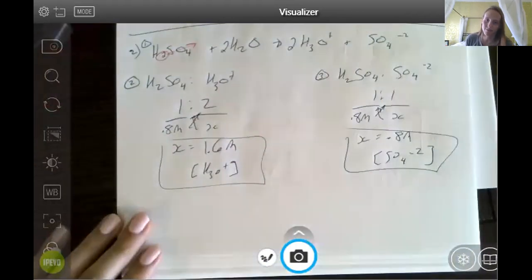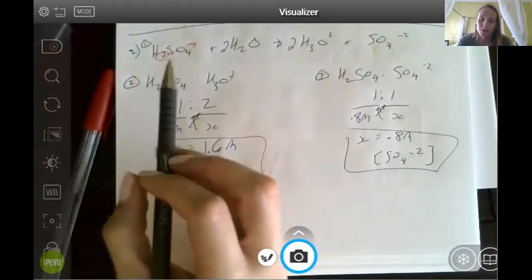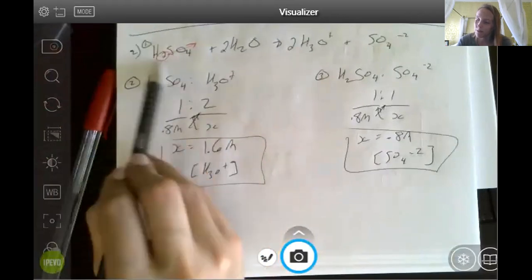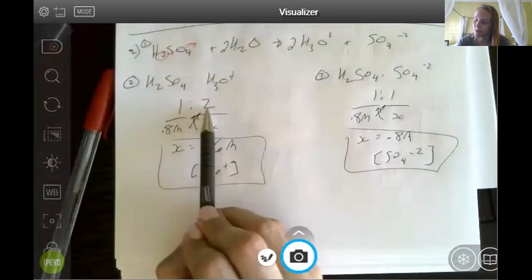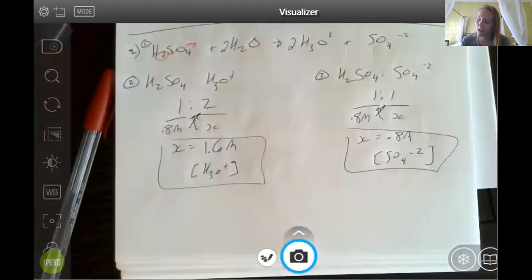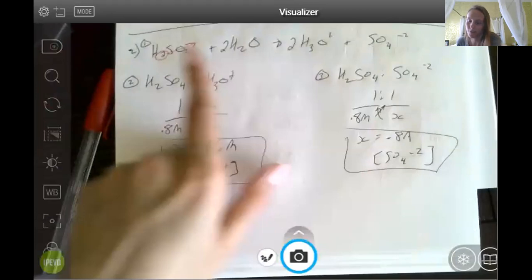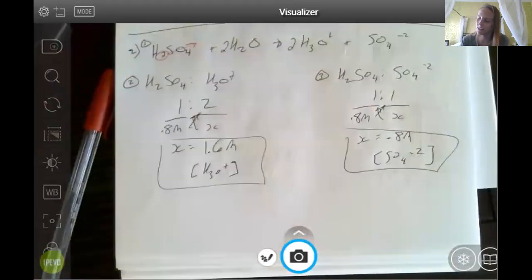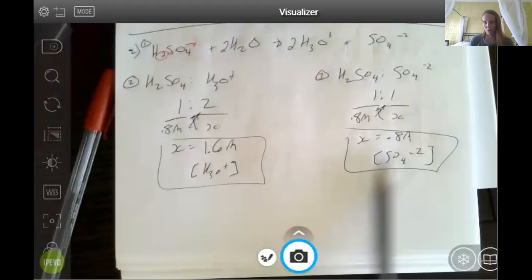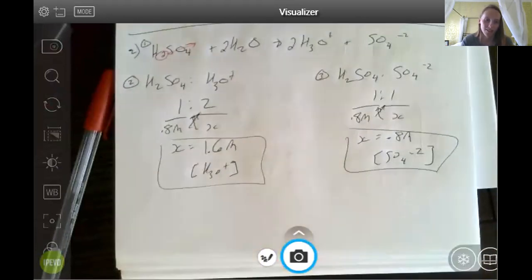From there, I'm going to set up my mole ratio between my acid and my hydronium ion. It is a 1-to-2. And when I cross multiply, I get 1.6 molar as my concentration of hydronium ion. Then I'm going to set up my next ratio between my sulfuric acid and my negative ion. That's a 1-to-1, so it is 0.8 molar as my concentration of the negative ion.